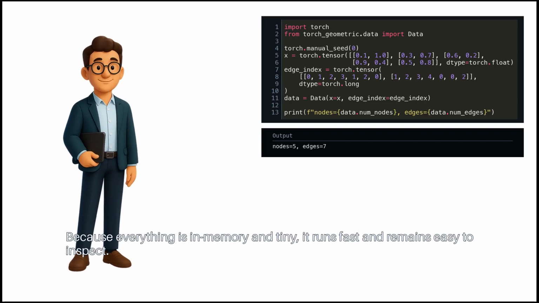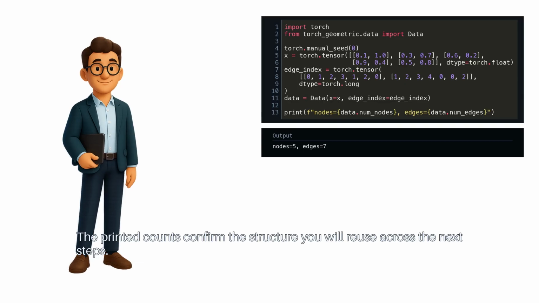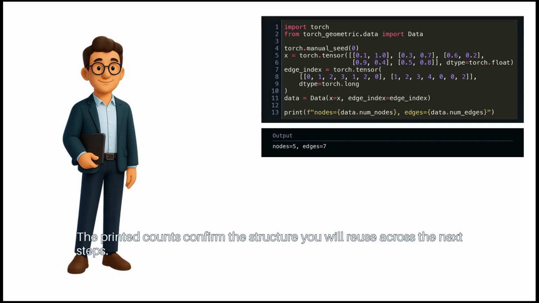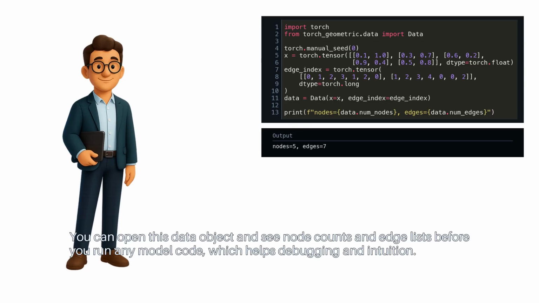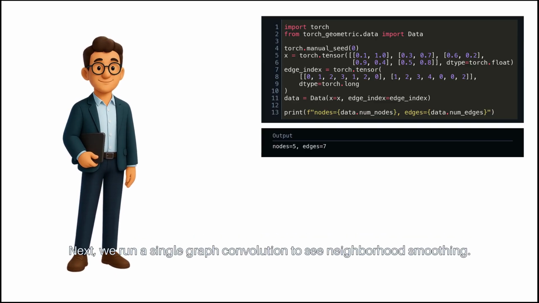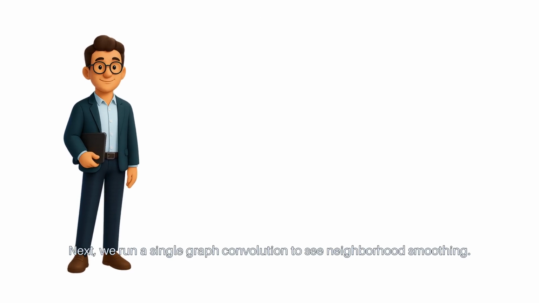Because everything is in memory and tiny, it runs fast and remains easy to inspect. The printed counts confirm the structure you will reuse across the next steps. You can open this data object and see node counts and edge lists before you run any model code, which helps debugging and intuition. Next, we run a single graph convolution to see neighborhood smoothing.